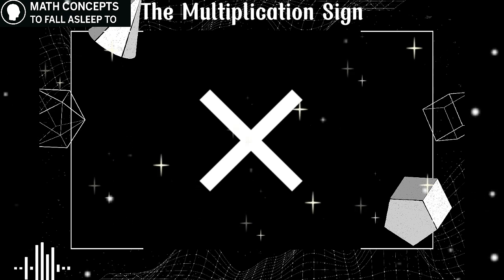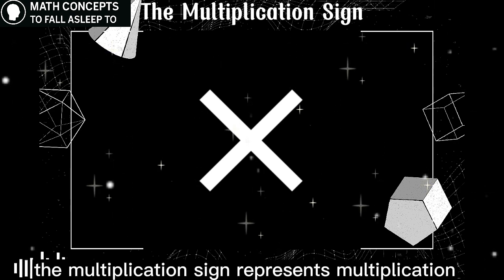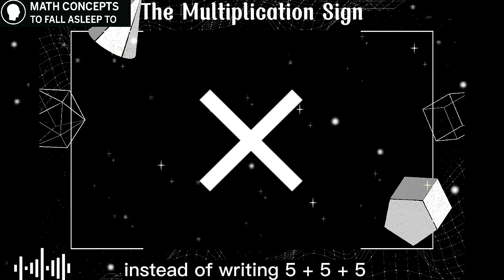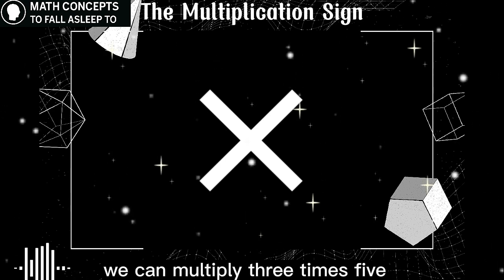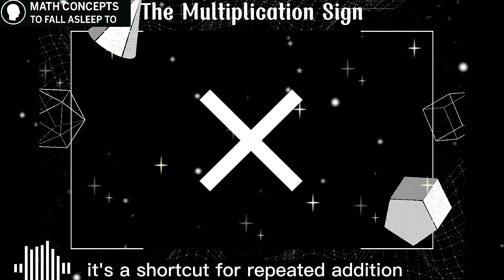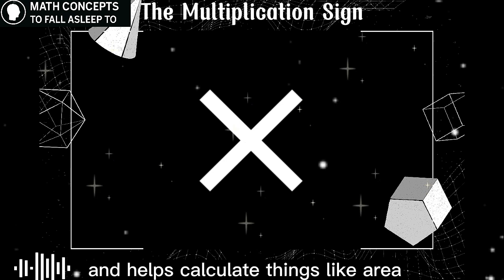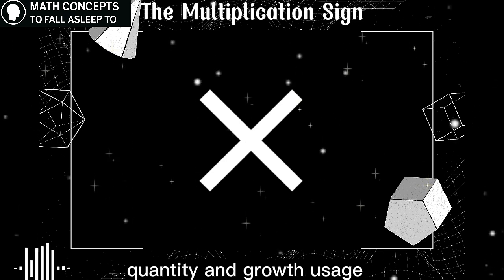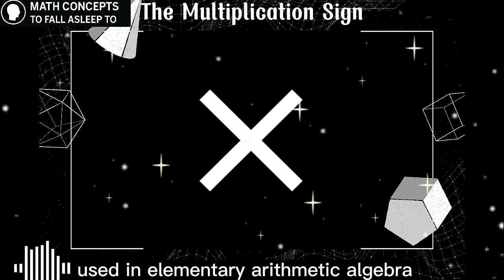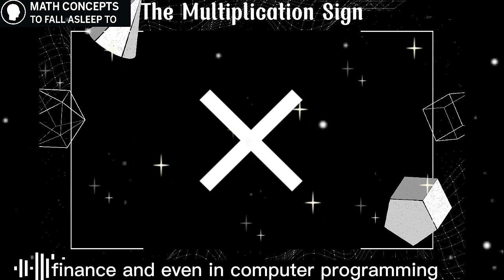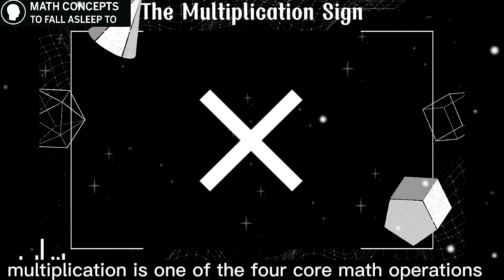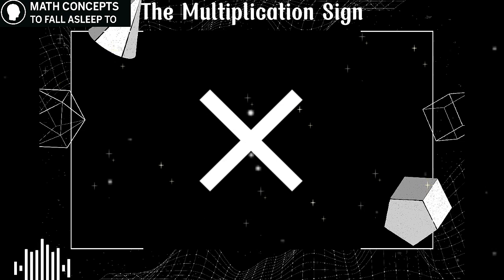Meaning and function. The multiplication sign represents multiplication, which is a way to add the same number multiple times. Instead of writing 5 plus 5 plus 5, we can multiply 3 times 5. It's a shortcut for repeated addition and helps calculate things like area, quantity, and growth. Usage context. Used in elementary arithmetic, algebra, geometry, science, finance, and even in computer programming. Multiplication is one of the 4 core math operations.